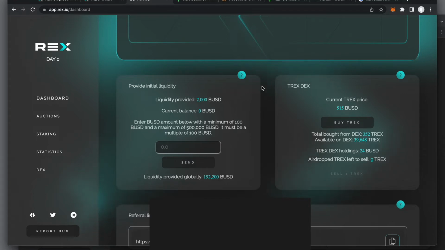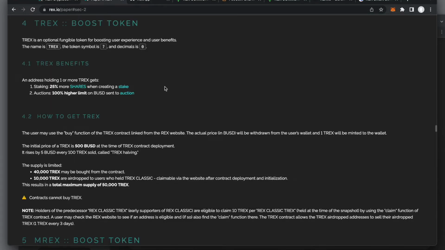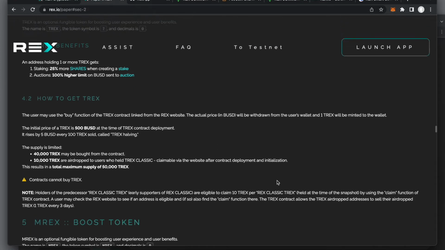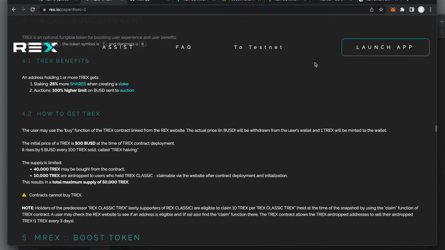I think people don't yet understand how powerful TREX is. They will start to see this once people start staking and realize that the important thing in REX is the number of shares you have, and they start to understand what it actually means to have 25% more shares for a given amount of REX. That is a huge benefit, and it's just not quite dawned on people yet, I think. So we probably will start to see the amount of BUSD in the TREX DEX go up once the auctions start and people start staking.